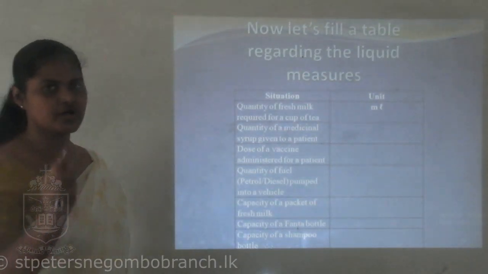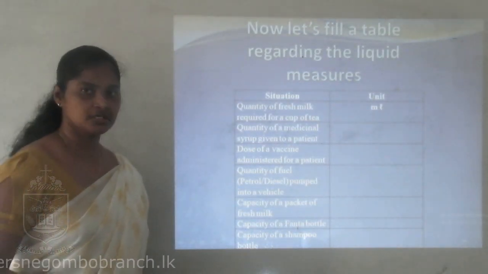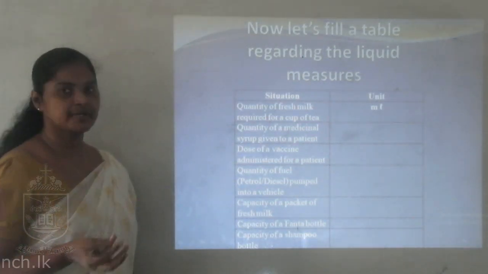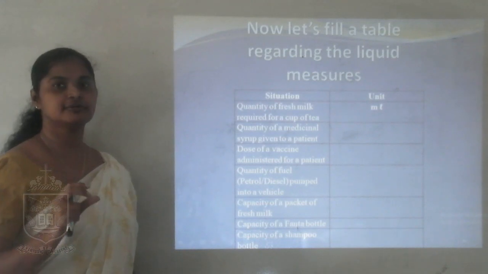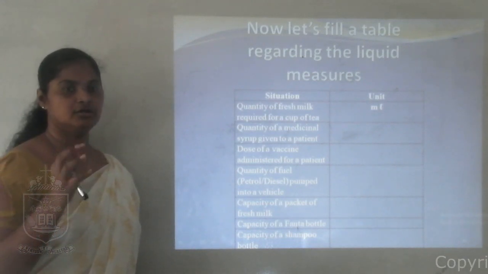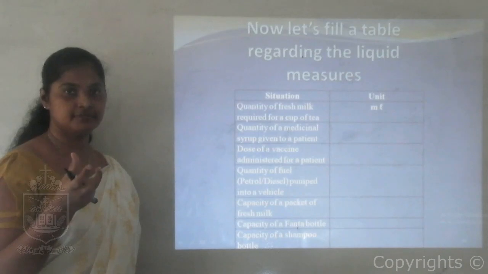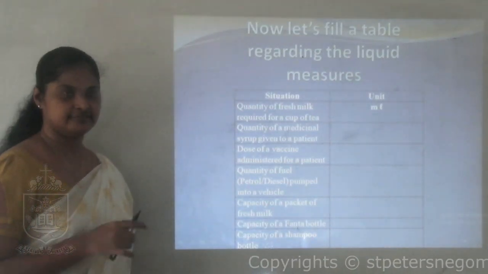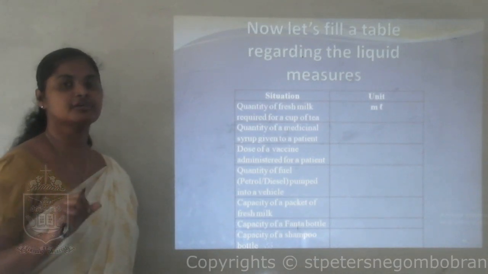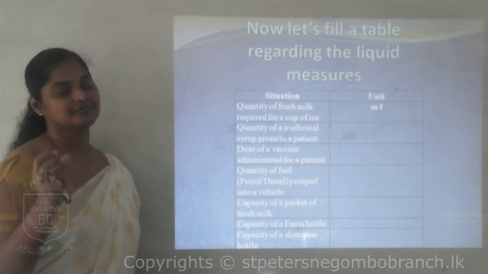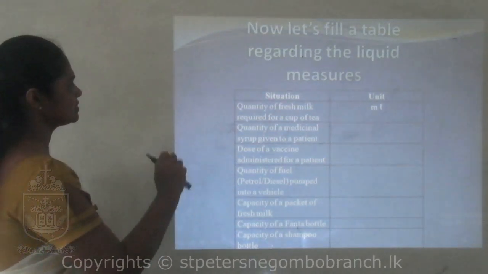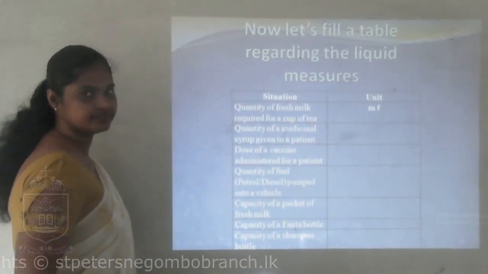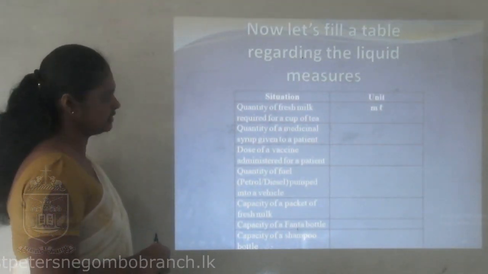Right. Now I think you have a small question about what is the capacity and what is the volume. Actually the capacity is the total amount of liquid that a container can contain. That is the capacity. Volume is the amount of liquid in a vessel. Okay, so now I'll give you a few minutes to complete this. Right, now we'll do it together.